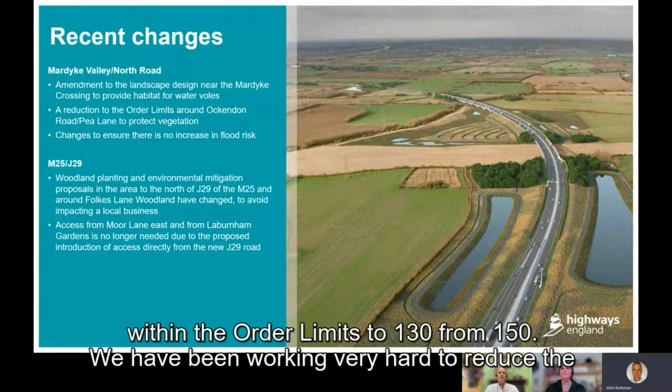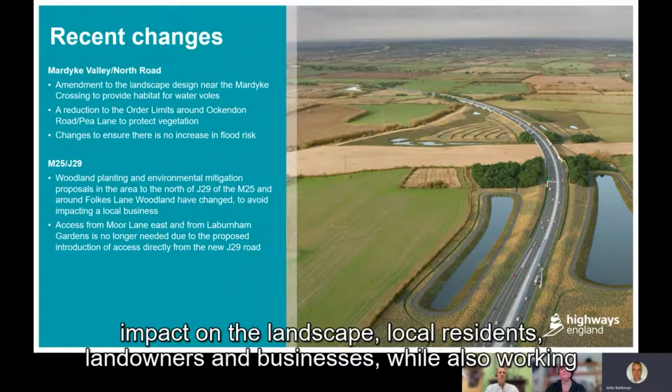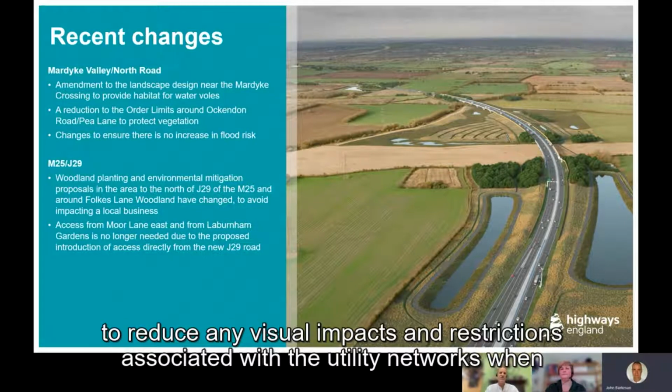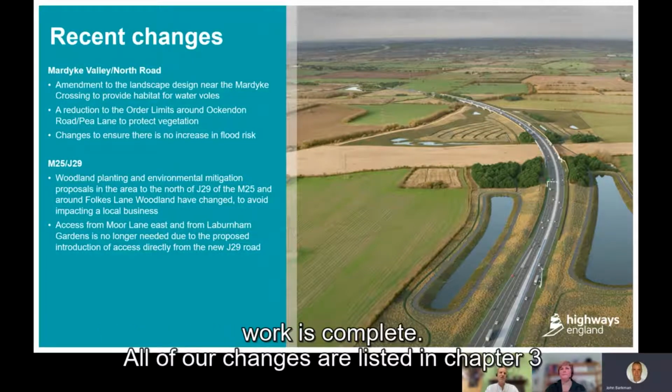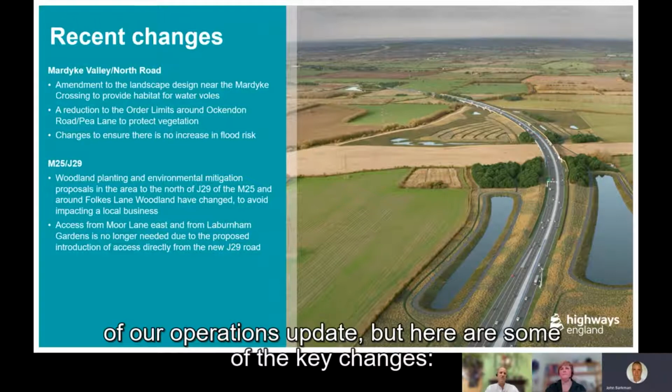We've been working very hard to reduce the impact on the landscape, local residents, landowners, and businesses, while also working to reduce any visual impacts and restrictions associated with the utility networks when the work is complete. All of our changes are listed in Chapter 3 of our operations update, but here are some of the key changes.